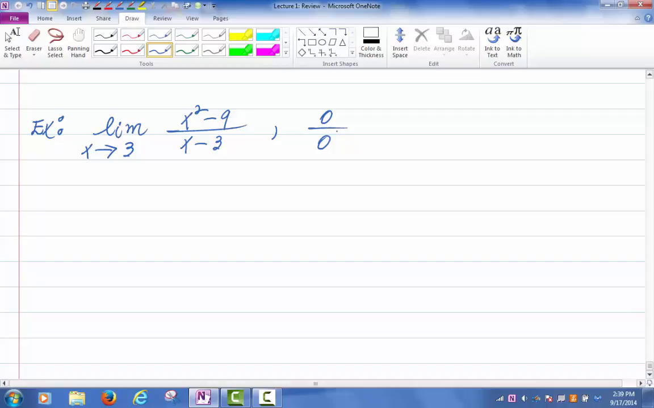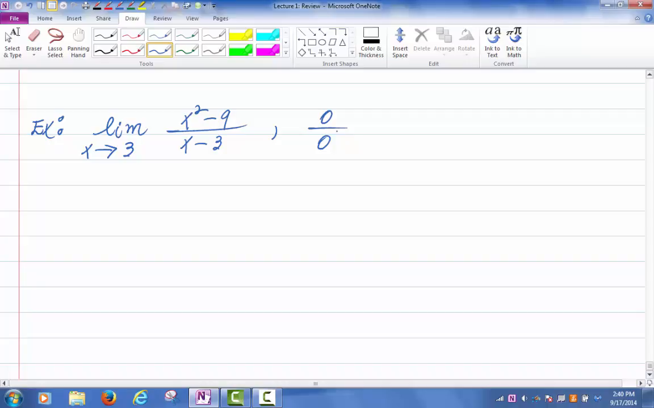Every time I taught this course, every time I had the first exam, every time I put this problem, there is somebody who's going to say that the limit of this function doesn't exist because it is 0 over 0. Okay? Please be warned, that's not true. Now, what is true is the following. Whenever you have a rational function, and then you plug in the limiting point, you get 0 over 0. So what does it mean?